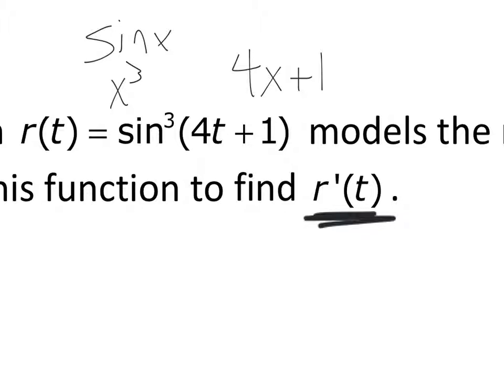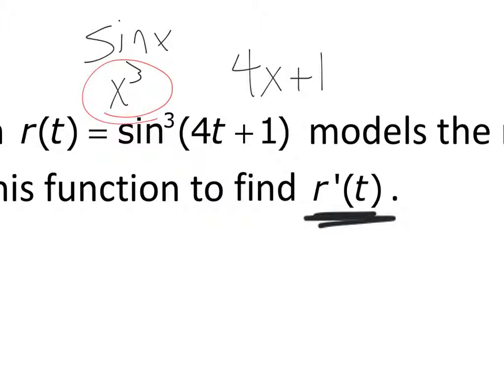Next, the second thing that's important is that I need to identify the compositions, and those compositions carry through. So if I were to read R of t, I would read it as the sine of 4t plus 1, that quantity cubed. So when I take each respective derivative, I'm going to carry the compositions through. So the outermost function in this case is x cubed. I'm going to take the derivative of the outermost function first. The derivative of x cubed is 3x squared.